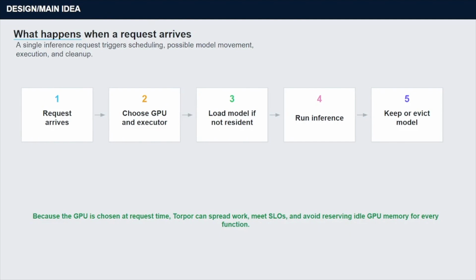So what happens when a request arrives? A single inference request triggers scheduling and then possible model movement, execution, and cleanup. First, you can see the exact steps. The request arrives, then it chooses a GPU and executor, loads the model if it's not resident, and then it runs the inference. And at the end, it will decide to either keep or evict the model.